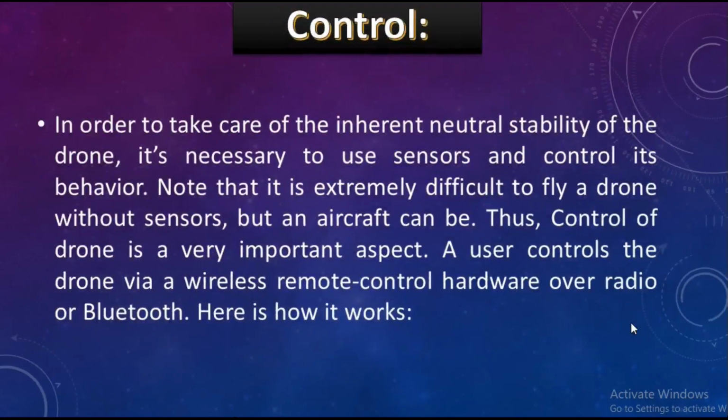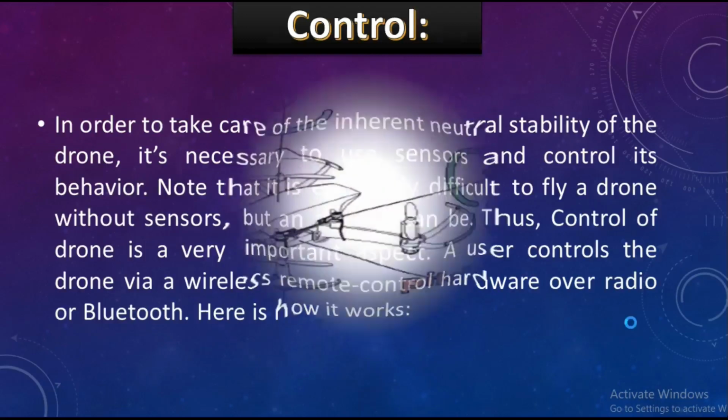In order to take care of the inherent neutral stability of the drone, it's necessary to use sensors and control its behavior. Note that it is extremely difficult to fly a drone without sensors, but an aircraft can be flown that way. Thus, control of the drone is a very important aspect. A user controls the drone via wireless remote control hardware over radio or Bluetooth. Here is how it works.